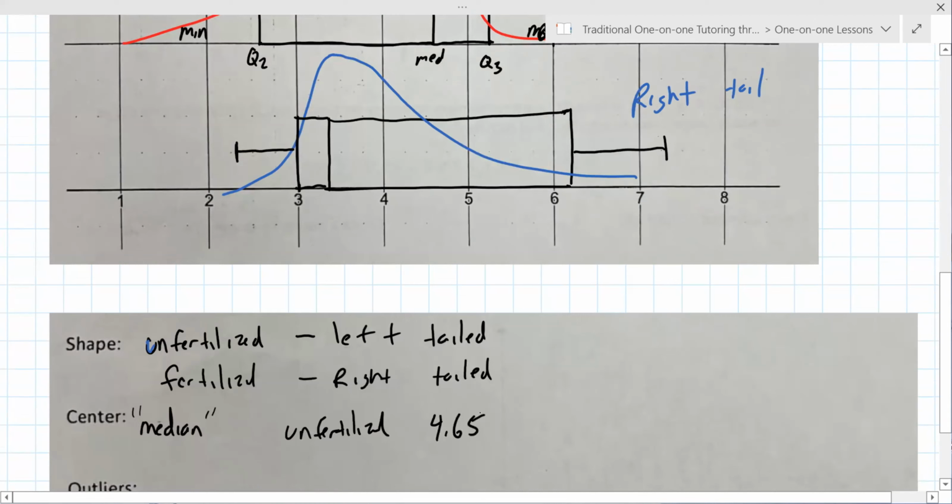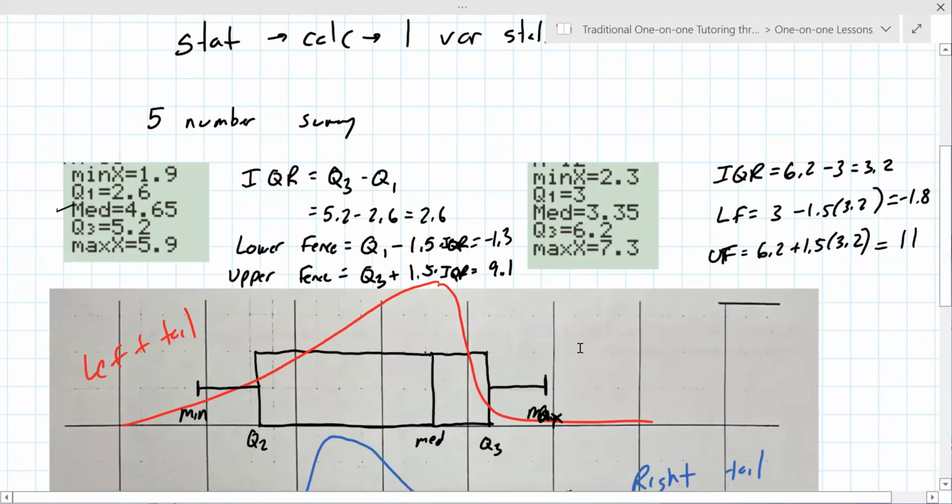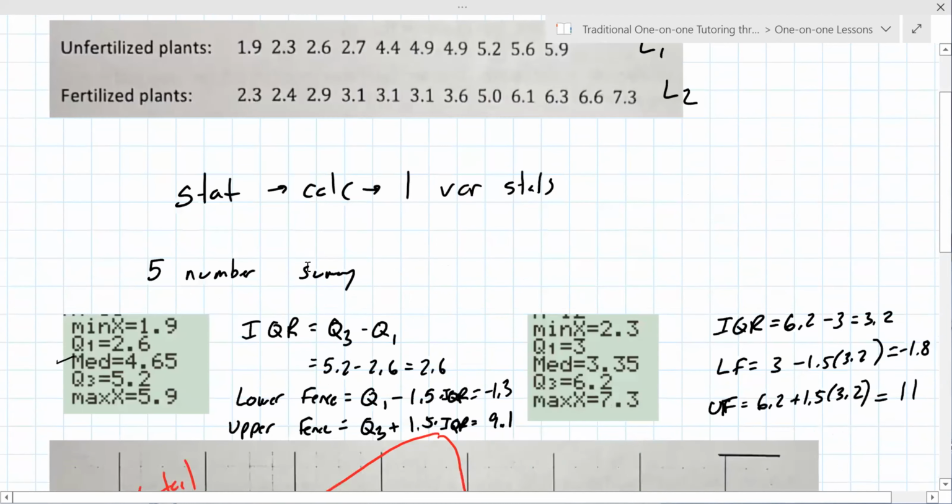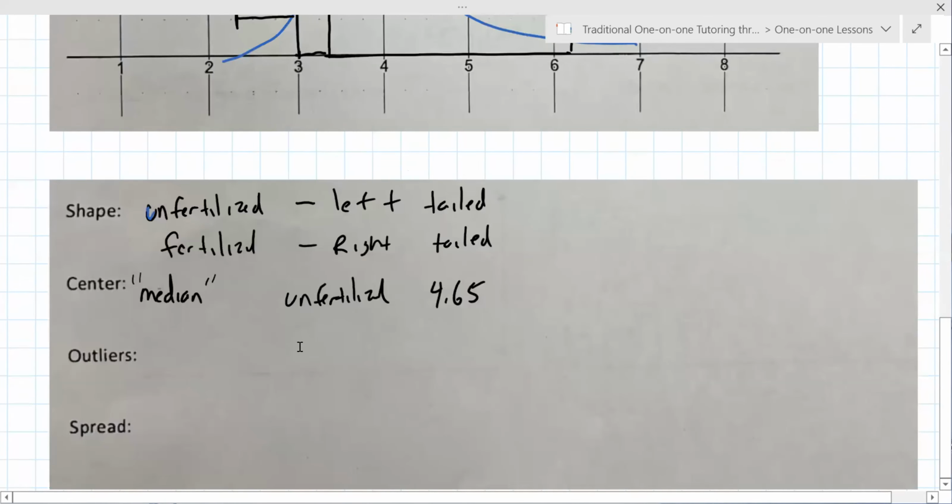It's actually kind of surprising. Is that really right? Yeah, I guess it is. Okay, and then the fertilized is 3.35. So the center is actually higher for the unfertilized, which I'm surprised by.